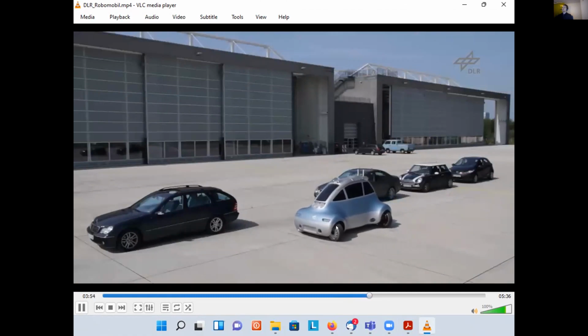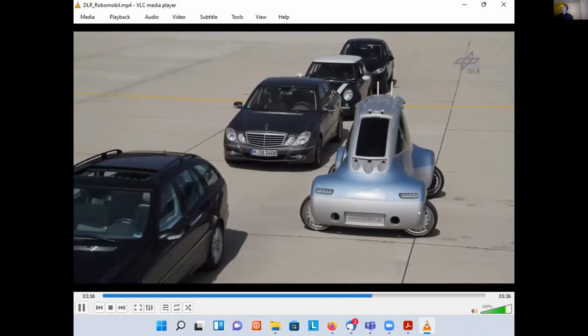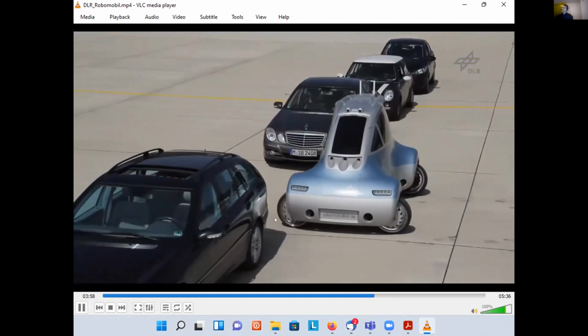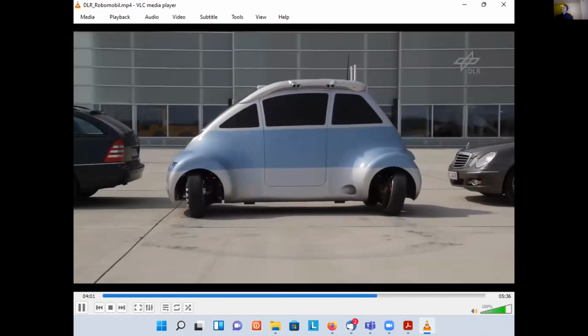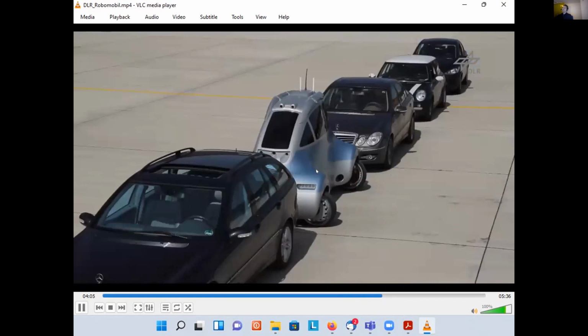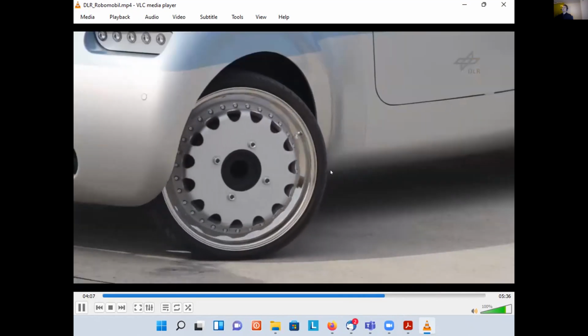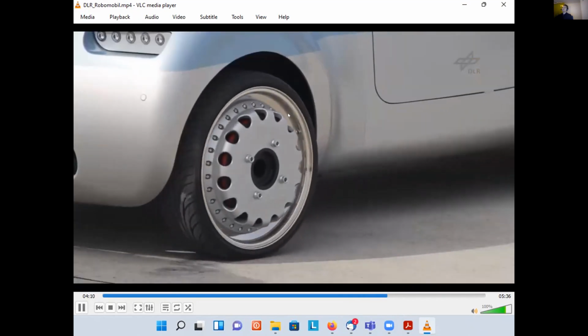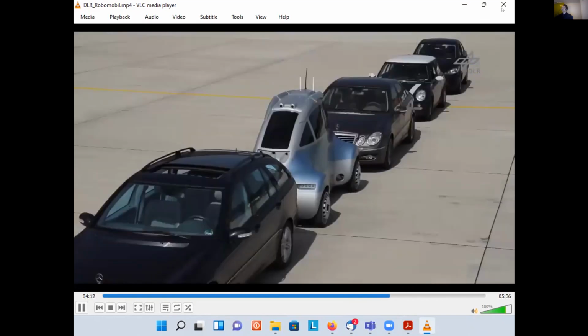But then, of course, this vehicle has more actuators, right? So it has more degrees of freedom. Actually, each wheel can move independently, and that's why you have at least as many actuators as you have degrees of freedom, and that's why this is a holonomic system.